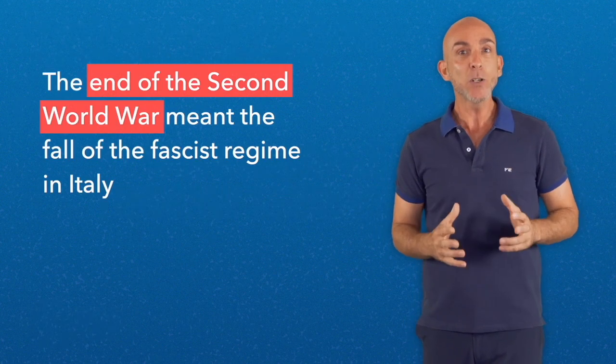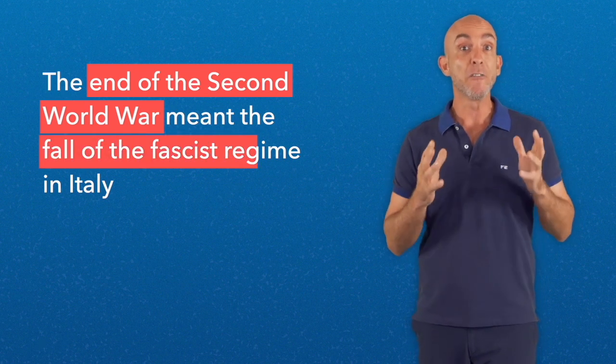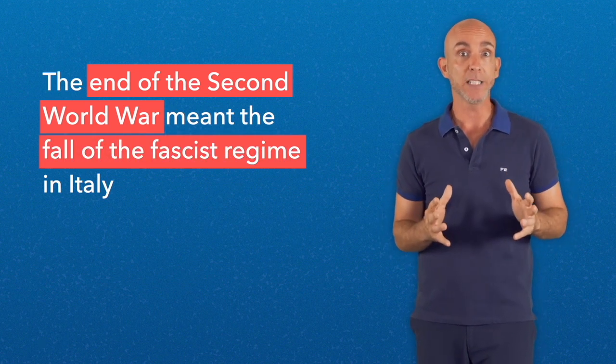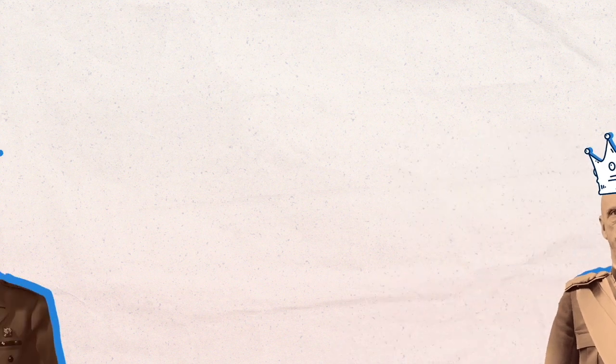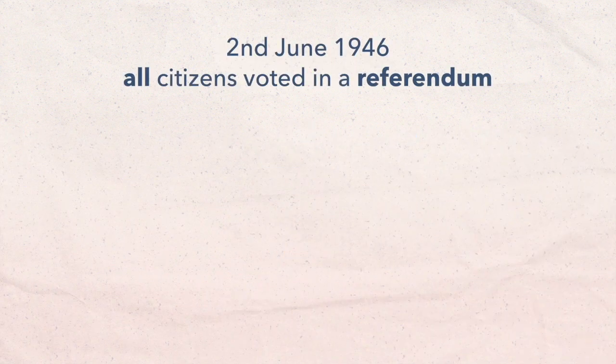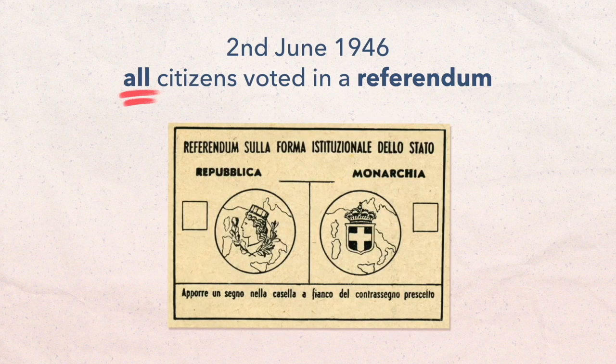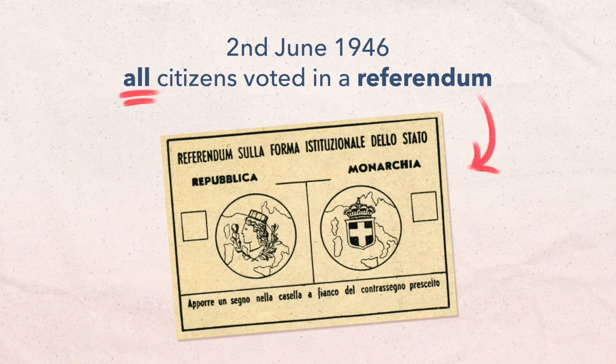The end of the Second World War meant the fall of the fascist regime in Italy. As we said in the previous section, the country was, at that time, a monarchy. In 1946, the king, Vittorio Emanuele III, abdicated in favor of his son Umberto II. All citizens voted in a referendum to decide whether to be a republic or continue to be a monarchy.